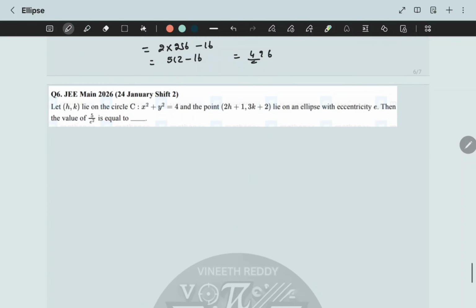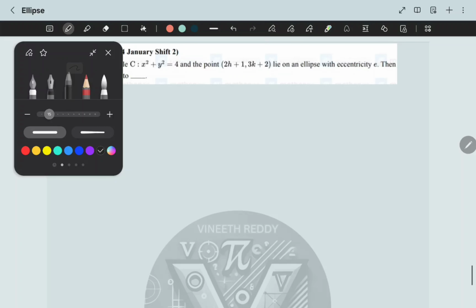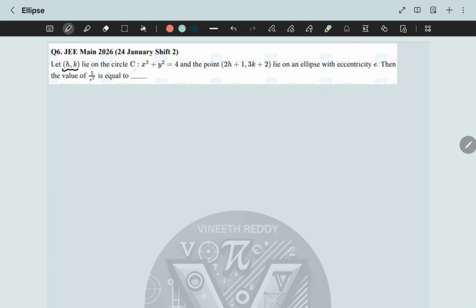Let us now go to the next question, dear students. Next question says, let h comma k lie on a circle. See, whenever they say it lies on the circle, we can think of parametric coordinates. Let us see if it is useful. And the point lies on an ellipse with eccentricity E. Oh, wow. This is a good question and a very simple question.